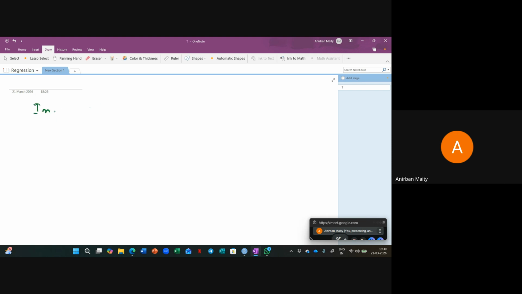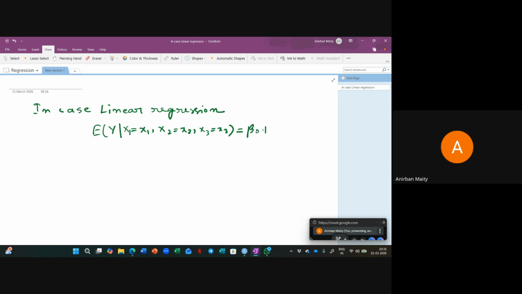In case of linear regression, what we are doing? We are doing that expectation of y given x1 equals x1, comma x2 equals x2, comma x3 equals x3. This is equal to beta naught plus beta 1 x1 plus beta 2 x2 plus beta 3 x3. So this is actually our regression model.